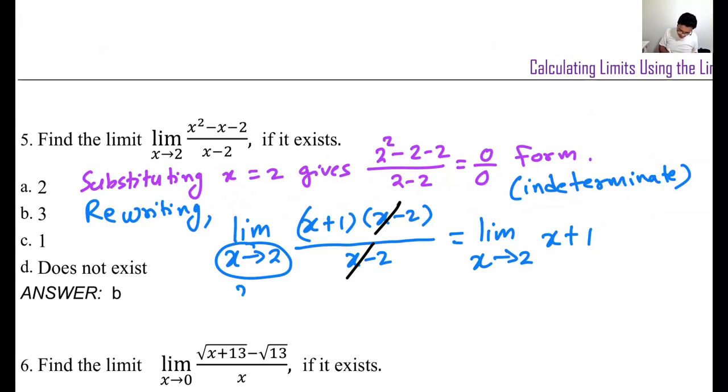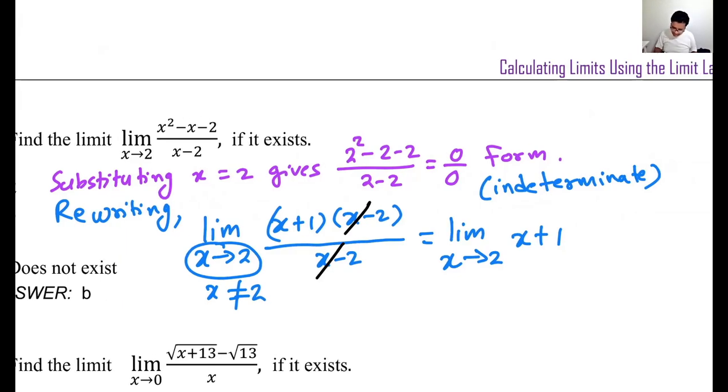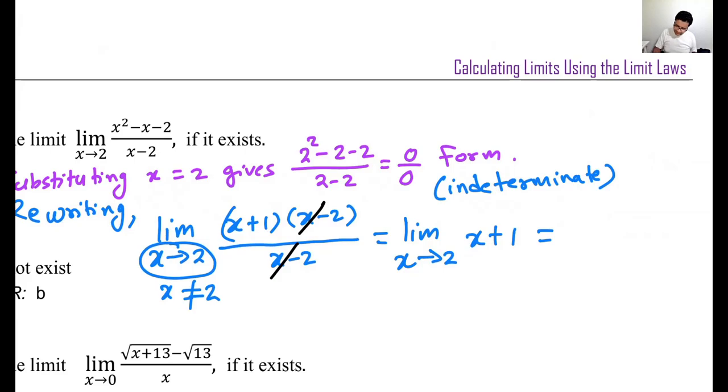So the point is when x approaches 2, x approaches 2 means x is not equal to 2. So you can go ahead and cancel that and use this result, and now you plug in 2, that becomes 3.